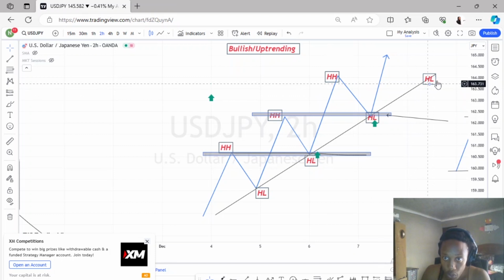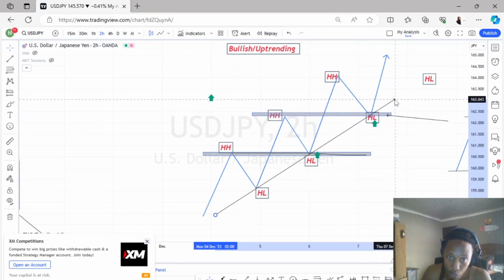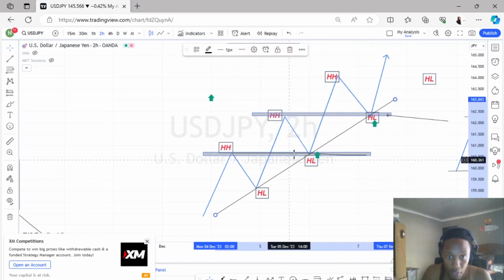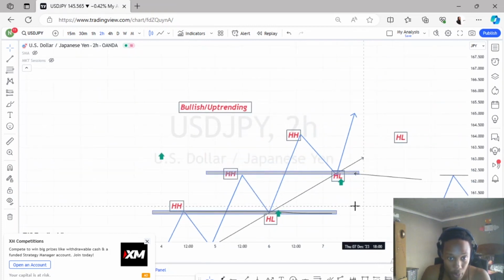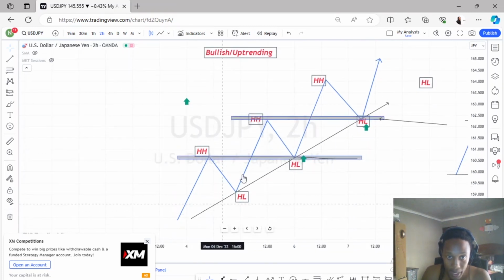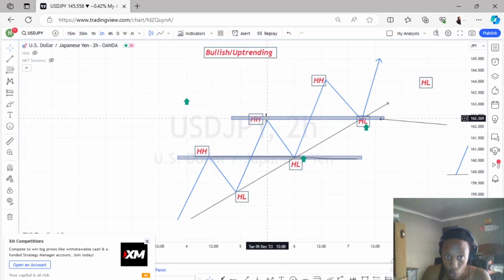You can also use a trend line like this if the market is not very clear enough for you. Overall, we want to only focus on buying opportunities in a bullish or uptrending market, right? The market is breaking highs and creating higher lows, in most cases on our previous higher highs level.